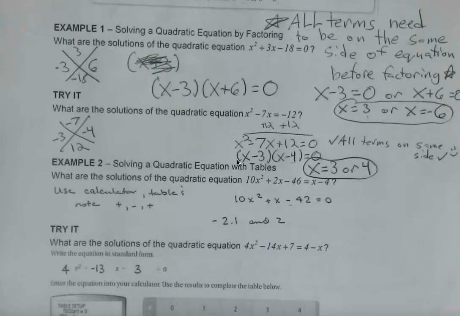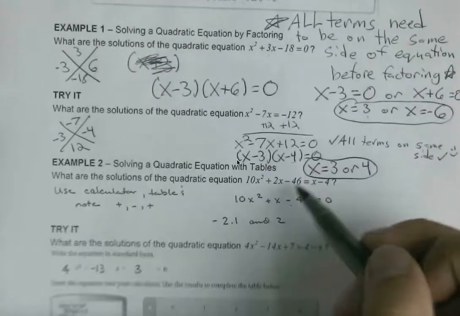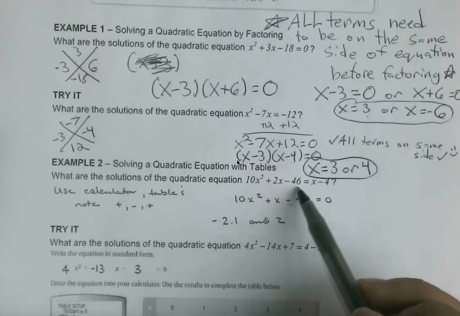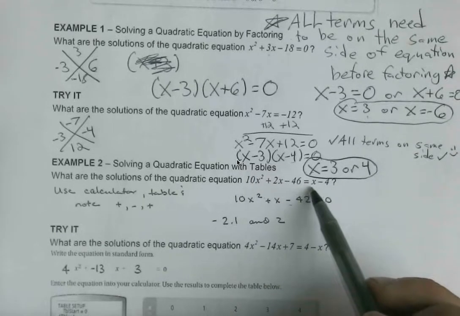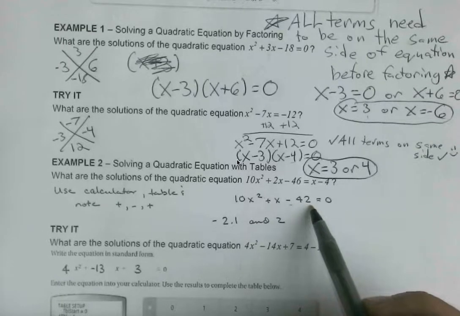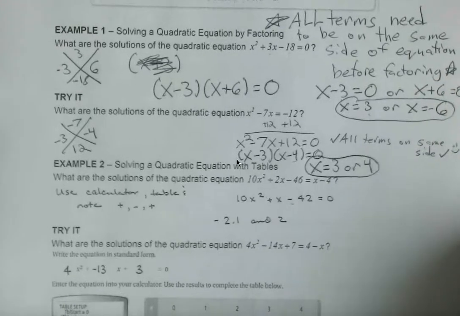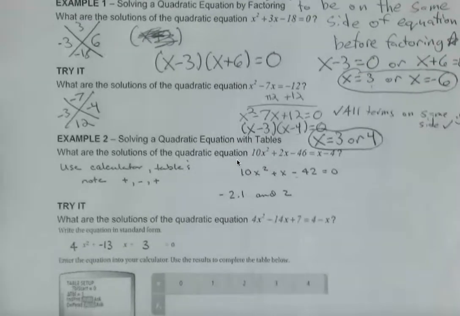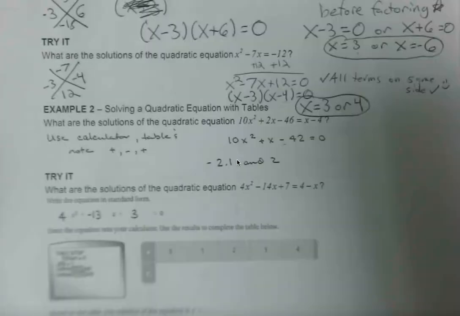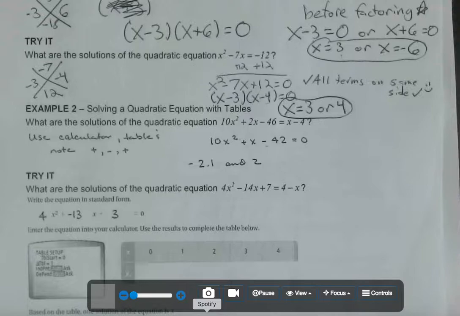If we take a look at how we can do this on a calculator, of course, moving all of our terms to the same side with 10x squared plus 2x minus 46 equals x minus 4. So subtracting x gets us x. Adding 4 gets us negative 42. We can see here that we only have so much to work with, and we'll see how we can take a look at where this is all going to be and how we know that these are solutions.